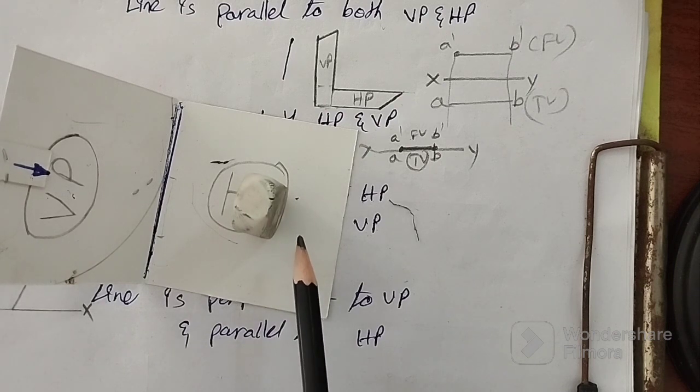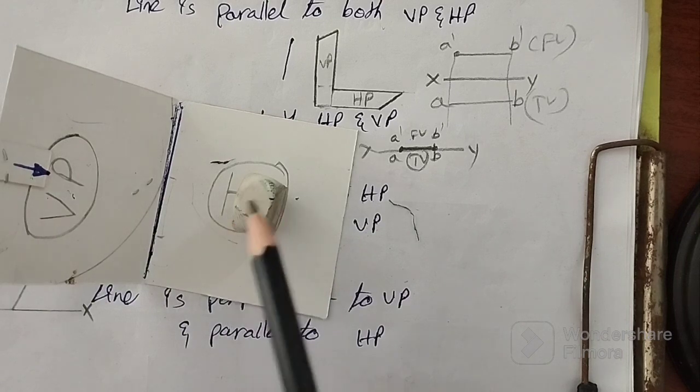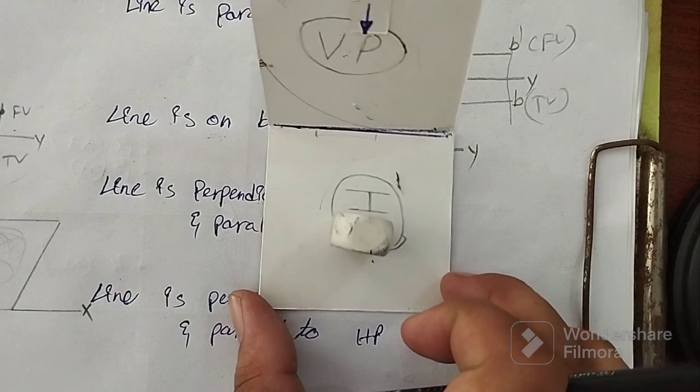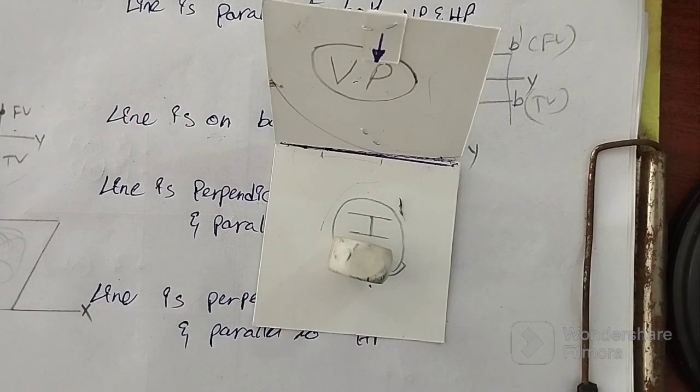Whereas if you look at the same eraser from top view, now in this video you are able to see the top view of the eraser, right? What are you able to see? You're able to see only this portion. Are you able to see the length of this eraser? No. You're able to see only the top portion and the hidden bottom portion. I'll say again. In this case, this eraser is perpendicular to HP and parallel to VP.